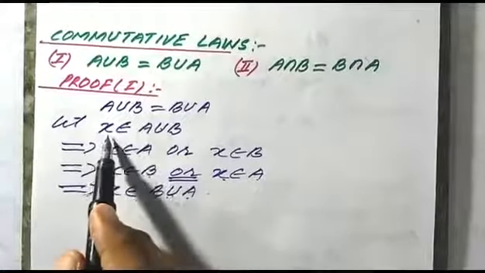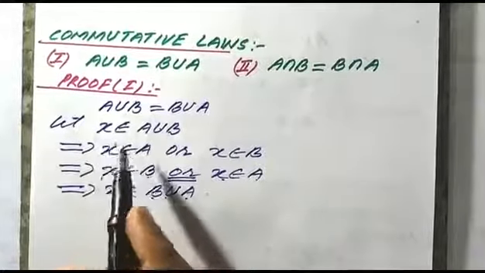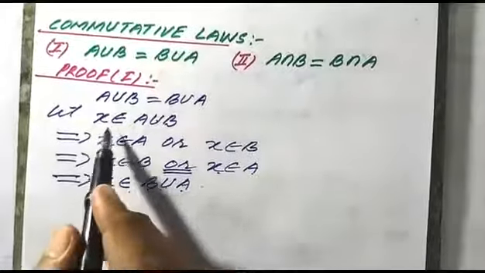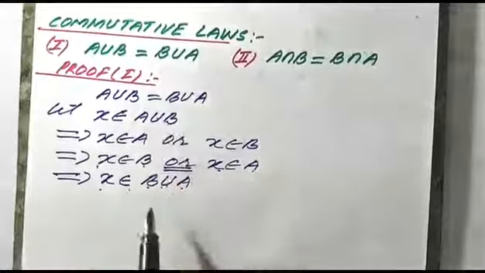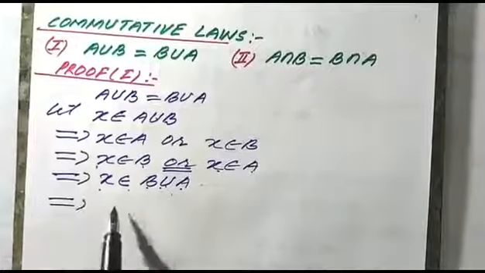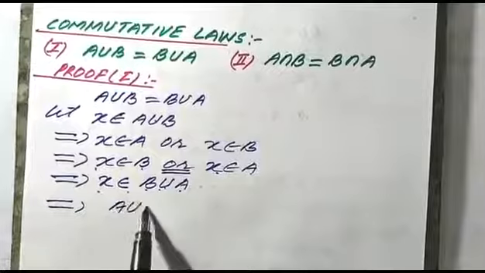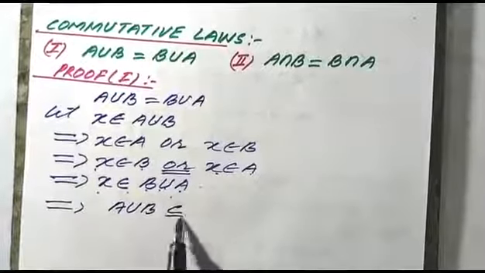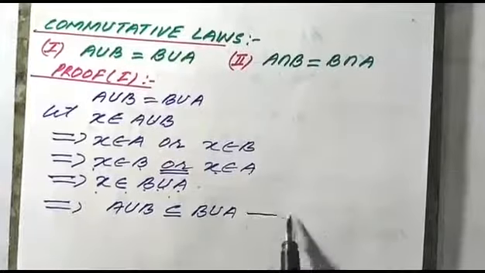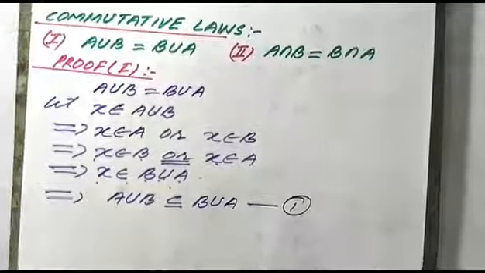So we have taken an arbitrary element X belonging to A union B, and we have proved that X belongs to B union A. That is, if X belongs to A union B, it must also belong to B union A. So from this we infer that A union B is a subset of B union A. Let it be equation number 1.